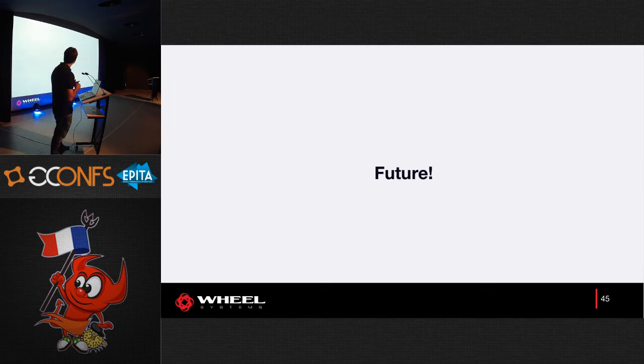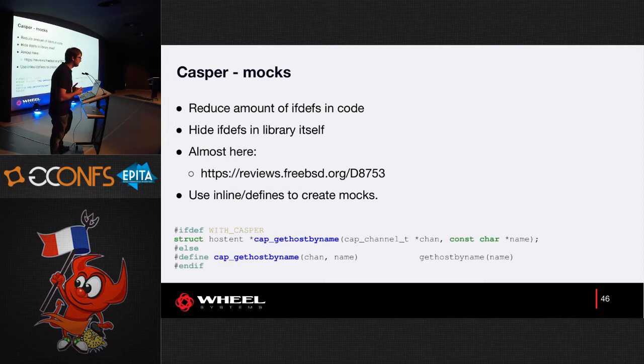Now I would like to tell you a little bit about the future of Capsicum and what ongoing work is happening in that field. One of the things we are working on right now is Casper mocks. Like I showed you before in the patch, we have a lot of ifdefs in our code. The idea of Casper mocks is that we will hide all the ifdefs inside Casper itself. So you will only compile Casper once, and Casper will decide if we are using a real function or not. All Casper functions will be mocked for us, so we will not need to do that in the code itself.